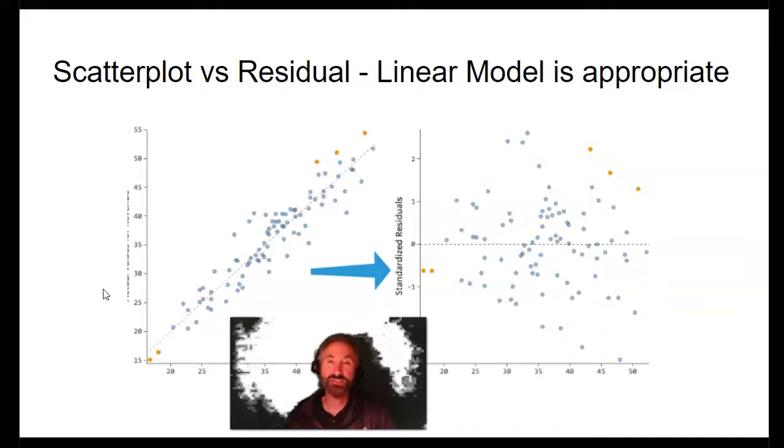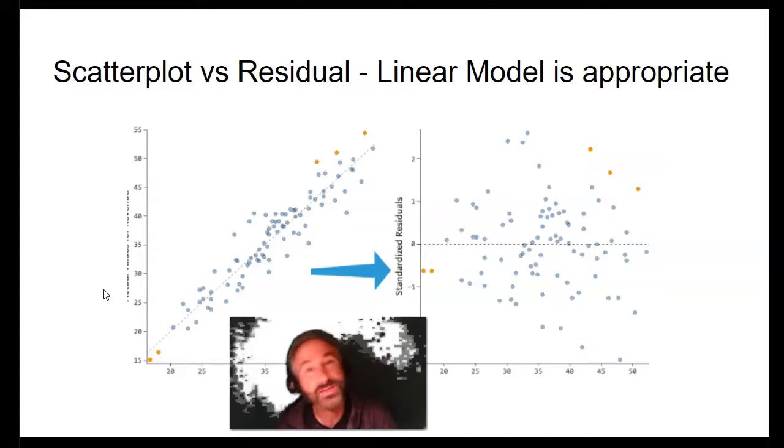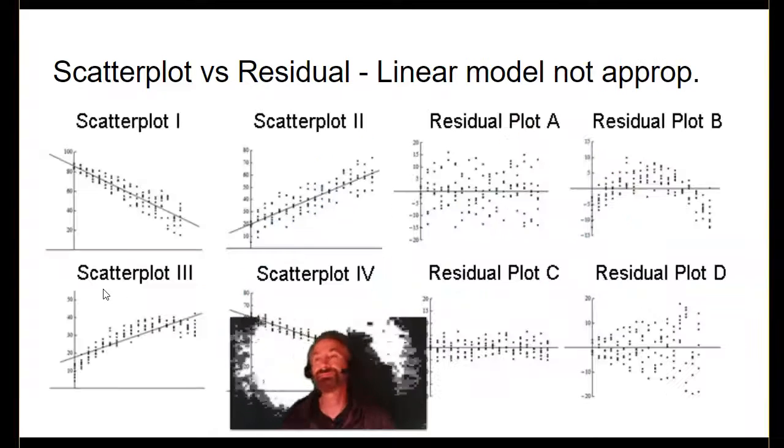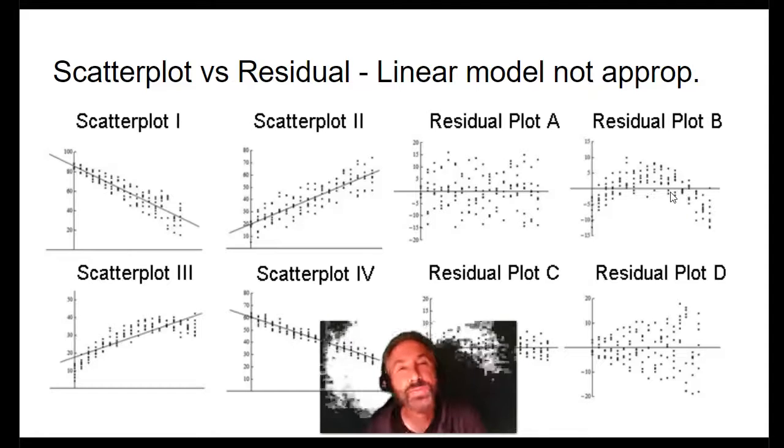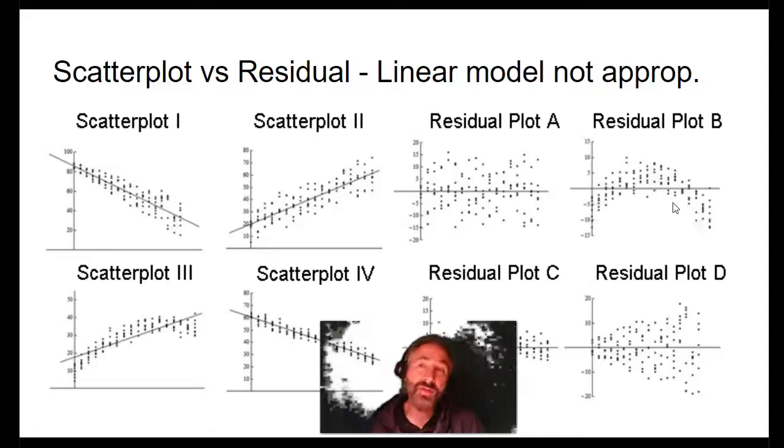Now, let's contrast and compare that with something where a linear model is not appropriate. Whoa, here's a lot of data. So in this case, if you take a look at this residual plot over here, residual plot B is the kind of residual plot you would get when a linear model is not appropriate. There is a distinct curved pattern here. And it turns out that this residual plot goes with this scatter plot number 3.